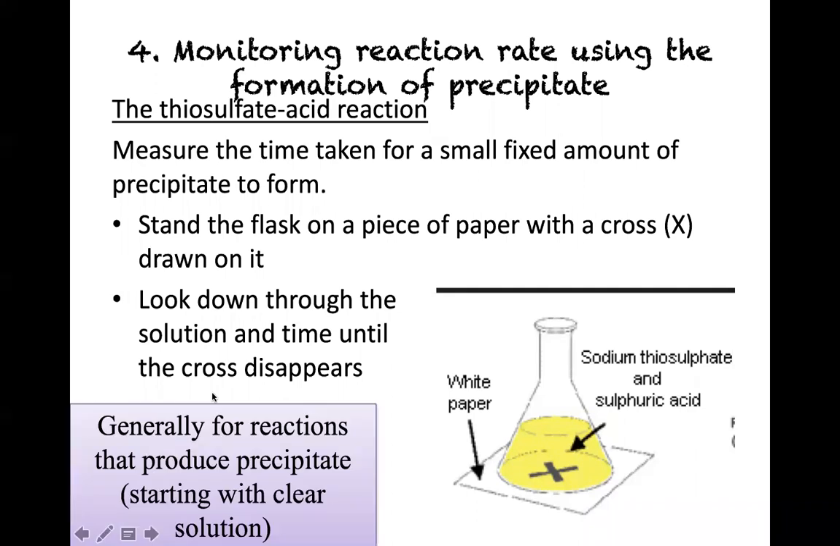Right. This is generally for reactions that produce precipitate starting with clear solution. You have to start with a clear solution, and then you end when you have produced precipitate. Okay, so that's, again, nothing difficult. The reaction is given on your notes. Sodium thiosulfate reacts with hydrochloric acid or sulfuric acid to form sodium chloride, which is fine, it's just an aqueous solution. Water is also colorless. Sulfur is the precipitate that you are observing. Okay, sulfur dioxide is the gas.